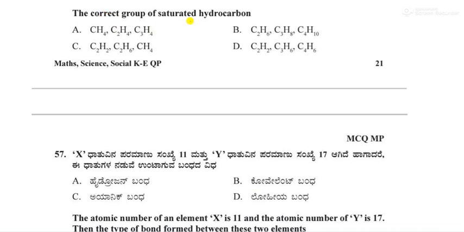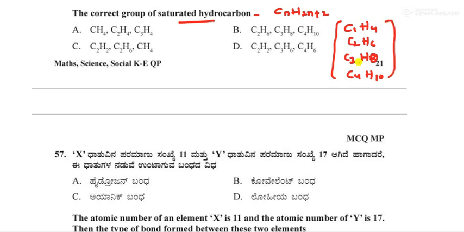The correct group of saturated hydrocarbons. Saturated hydrocarbons means alkanes. And what is the formula of alkane? CnH2n plus 2. So substitute, since they have given it from C1. C1H4. Okay, C2H will be how much? 2 times 2 is 4, plus 2, 6. Next C3H, 2 times 3 is 6, plus 2, 8. C4H, 2 times 4 is 8, plus 2, 10. So now you can match with the given options.